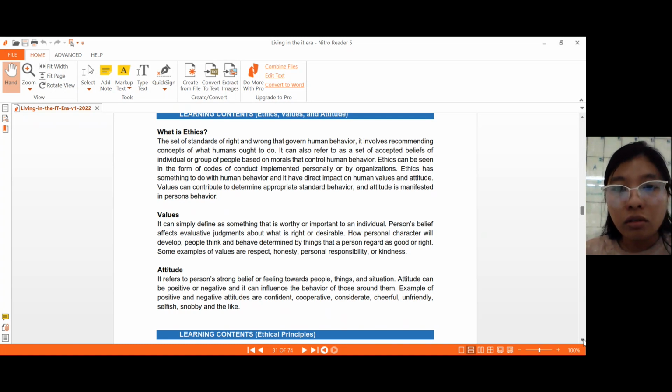Okay, balik lang tayo ng konti doon sa first paragraph natin under the definition of ethics. Sabi niya kasi dito, values can contribute to determine appropriate standard behavior. So in other words, values can contribute to one's ethical standard or affects one's ethical standard. Kung ano yung mga pinapahalagahan ng isang tao, it surely affects their decisions in life.